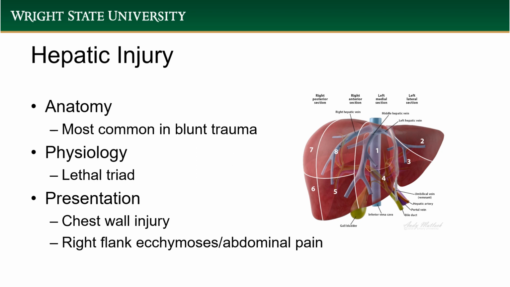When a patient presents into your trauma bay, they may have chest wall injury, right flank bruising, right-sided abdominal pain, or they might not have any signs or symptoms at all, but that doesn't necessarily rule out hepatic injury. It's always important to keep in mind that a trauma patient is bleeding until proven otherwise, so keep a high index of suspicion that your patient is hemorrhaging.